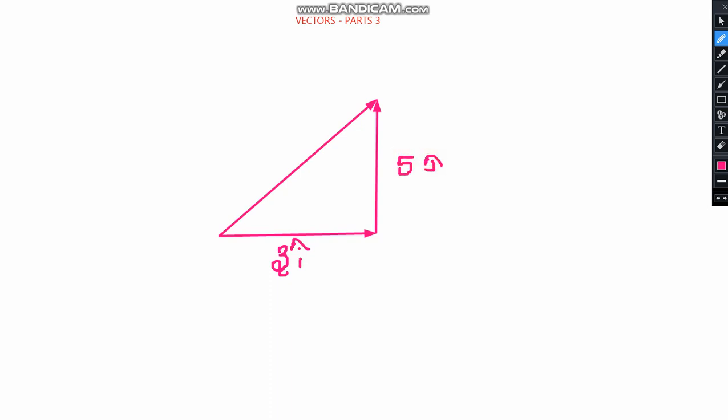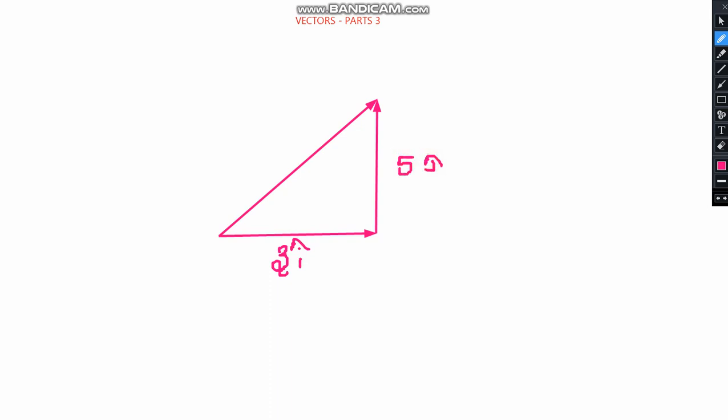So in the last part, we have actually learnt about vectors, right? Basically there is a vector like this, and there is also another vector like this, and so the resultant vector would be like this. It makes a triangle. Okay, so this would be something which is called 3 i cap, and this would be 5 j cap.